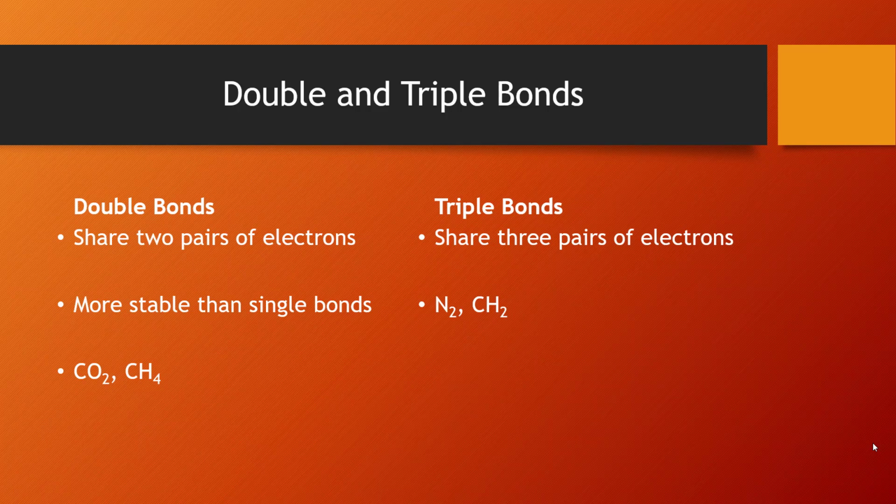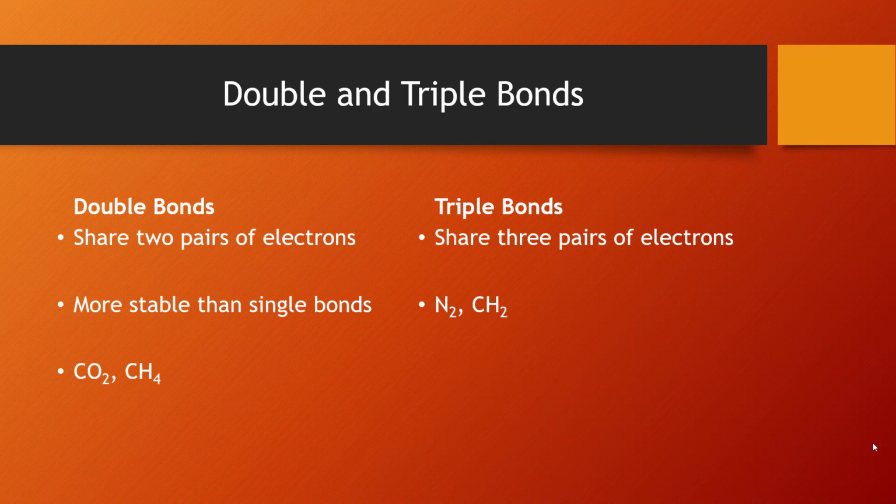Now that we've looked at the basic rules of covalent bonds, let's look at some of the exceptions and some of the extensions. First off, an extension to the rules. If two atoms are going to share two pairs of electrons, 4 total, they're going to form what's called a double bond. And double bonds are more stable than single bonds.